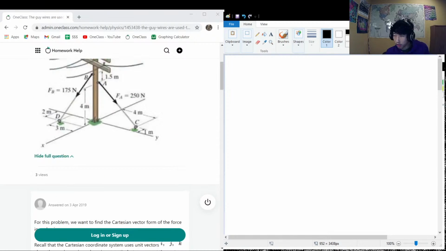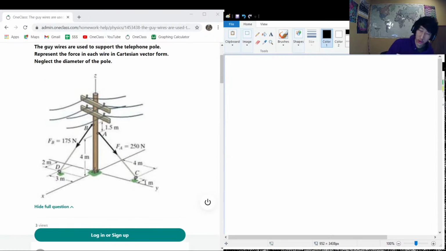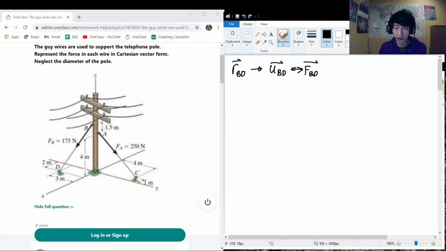Okay, so now we want to do it for the B cable. So we want to first find RBD, then we want to get UBD, and then once we have that, we get FBD. Okay, so this is our order of operations that we want to proceed with.